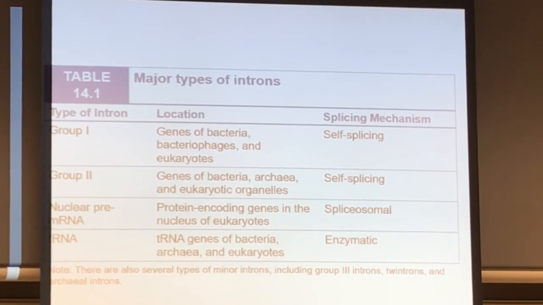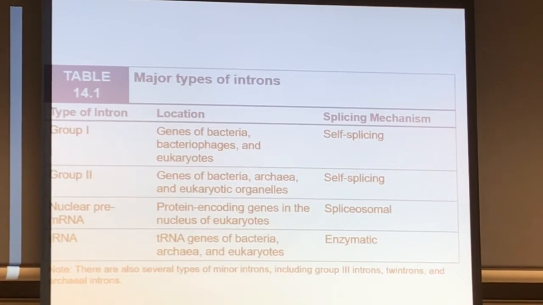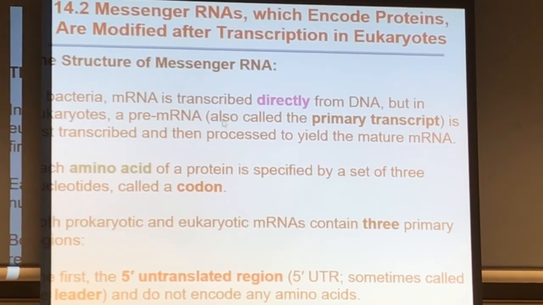Now, different types of introns. You can look at the table: group 1, group 2, nuclear pre-mRNA, tRNA. So there are 4 different groups of introns and how they are spliced out. Here the spliceosome does it, and small nuclear RNAs can also splice it out. And here it's different enzymes.